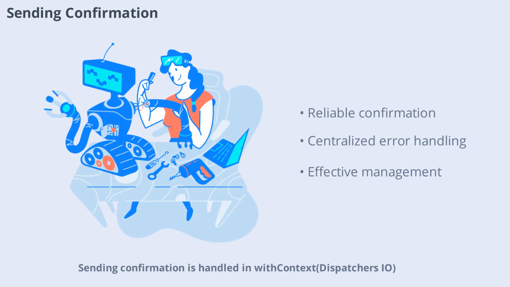Sending confirmation is handled in withContext, Dispatchers.Default, ensuring the operation runs on a background thread. If an exception occurs, it's propagated to the parent coroutine, allowing for centralized error handling and user notification. This approach ensures that confirmation messages are sent reliably and errors are managed effectively.